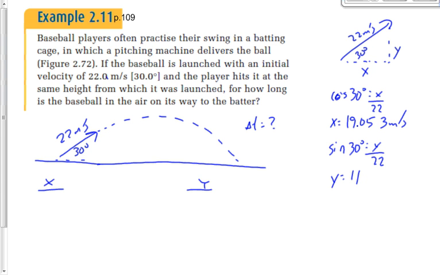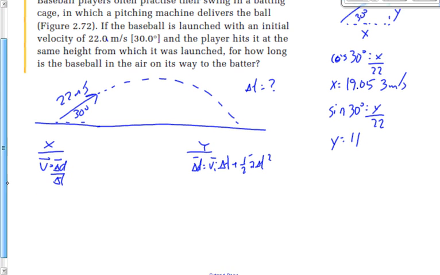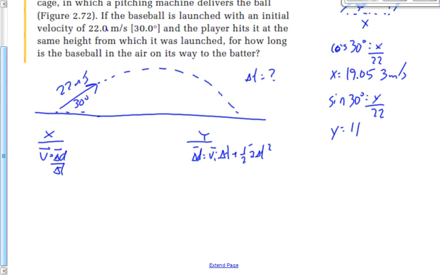X and Y. D over T, and VIT plus half AT squared. Can you tell me what V is for the X component? Lana, what's V for the X component there? Yes, good. 19.053. We don't know what D is. We don't know what T is. Okay, wasn't helpful. That's okay. No worries.